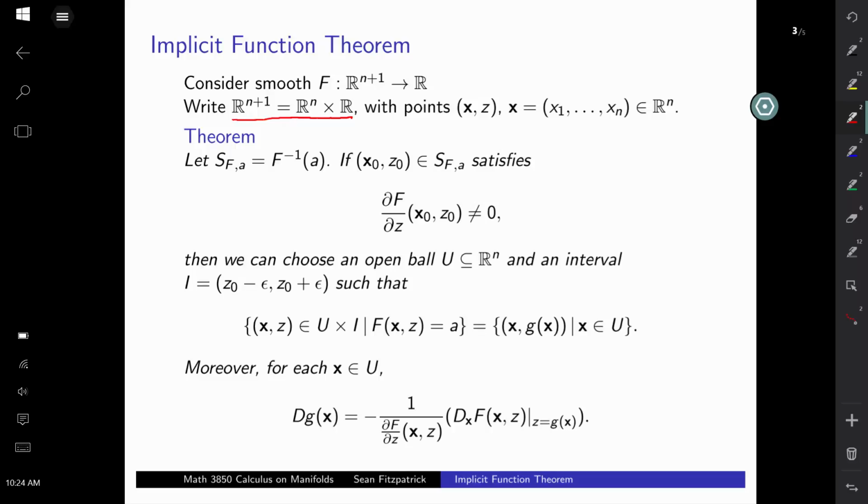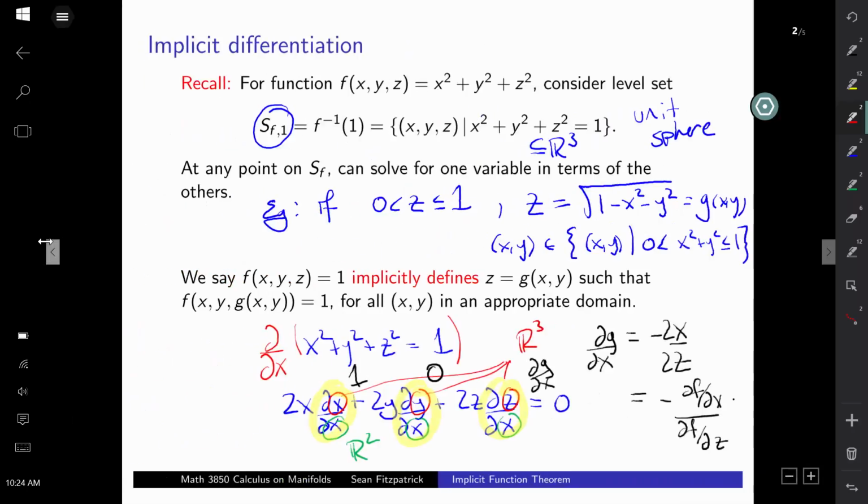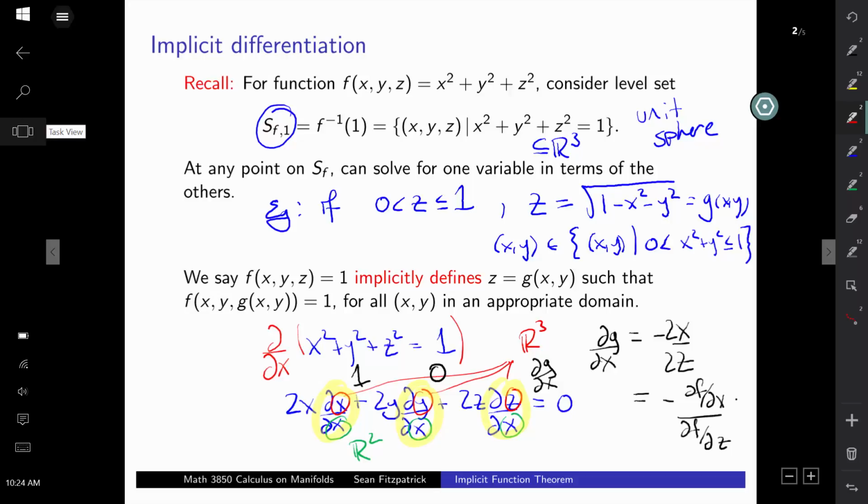So you define the pre-image of some real number a. This is just the set of all points such that when you plug them into your function, you get a, right? So f of (x, z) is equal to a. And you look for a point in the pre-image where this final partial derivative is non-zero, right? Let me jump back to the one we were just doing. You notice here that df dz is 2z, which is non-zero as long as z is not equal to 0.